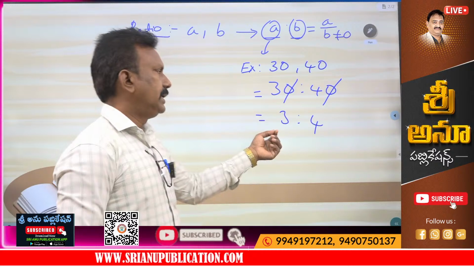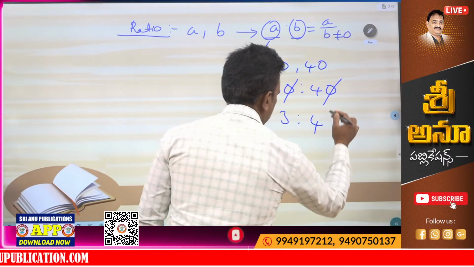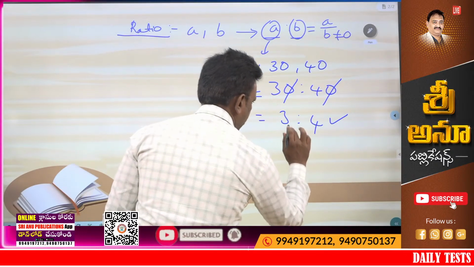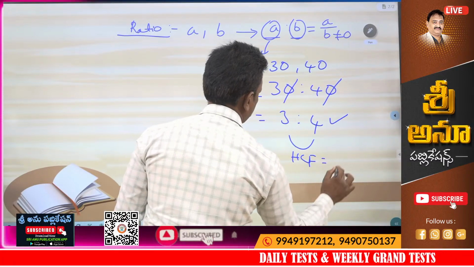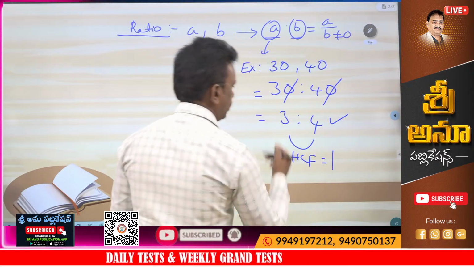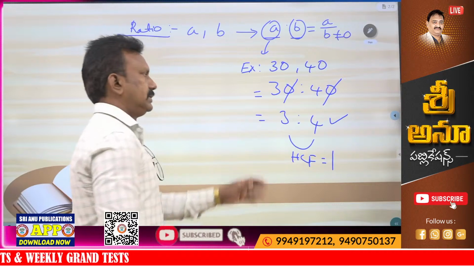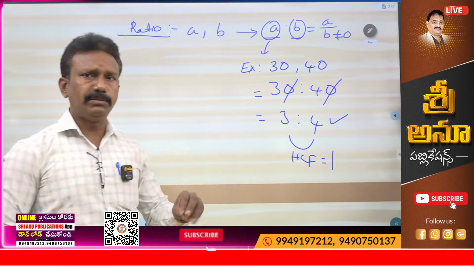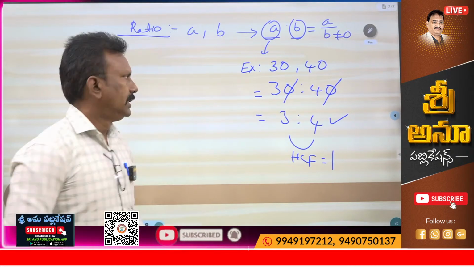Is 3 is to 4 in the least terms or not? For 3 and 4, what is the highest common factor? The HCF of both quantities is only 1. There is no common factor other than 1, so the ratio is in the simplest form. Simplest form means there are no other common factors.